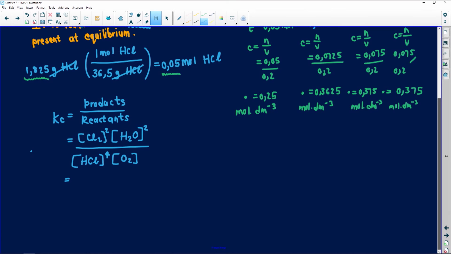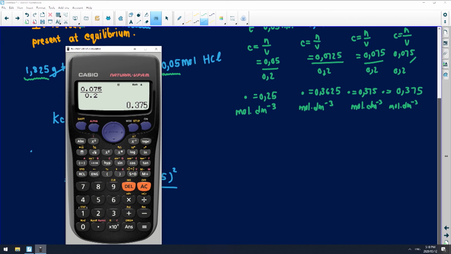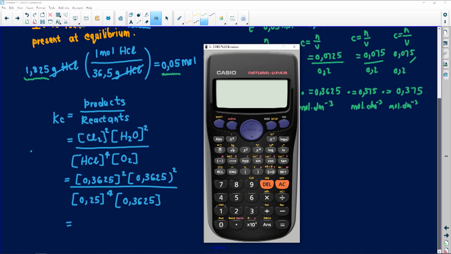Now, for my Cl2, I have at equilibrium 0.3625 to the exponent 2. I've got 0.3625 to the exponent 2 for my water. Because of the mole ratios, they are the same. I'm going to get 0.25 to the exponent 4 for the HCl. And my oxygen gas, I'm going to get 0.3625 to the exponent 1. You don't really have to write it. So let's calculate this and see what our value for Kc is.